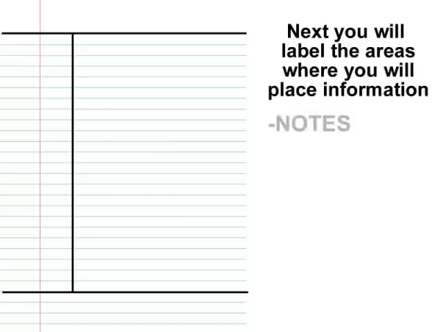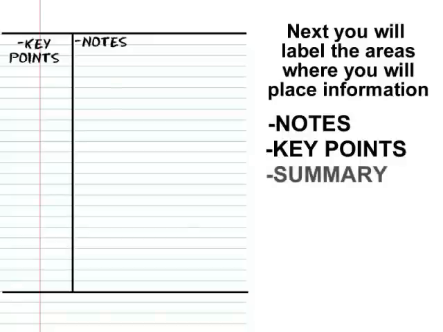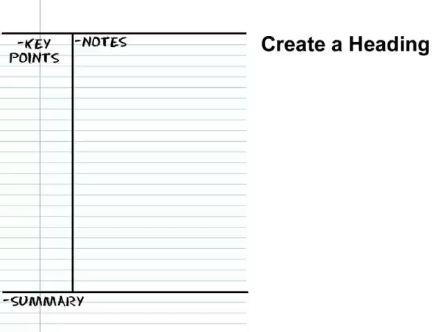Next, you will label these areas where you will place your information. The first area that we'll label is Notes. This is the main area where the majority of your notes for the class will be taken. Next, to the left-hand side, we'll mark our key points. We'll get to that a little bit later. And then down towards the bottom, we'll mark Summary. This is where we'll summarize what the lesson was about.